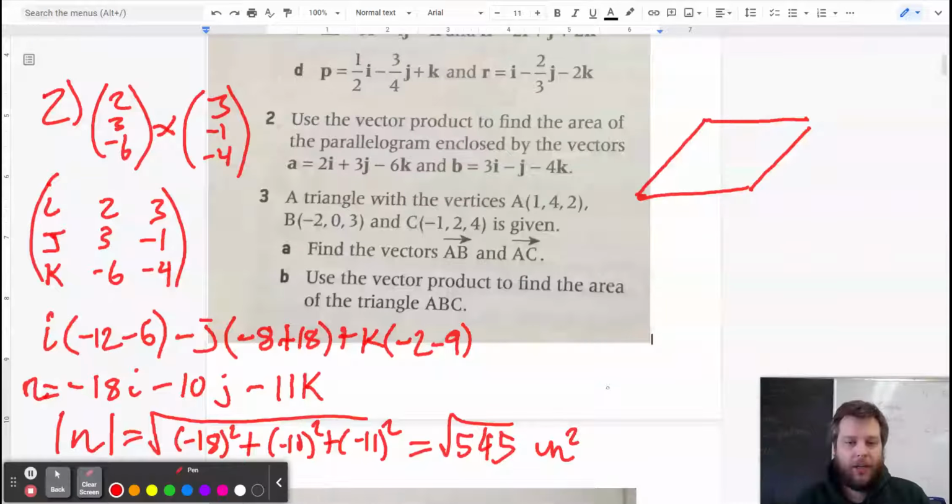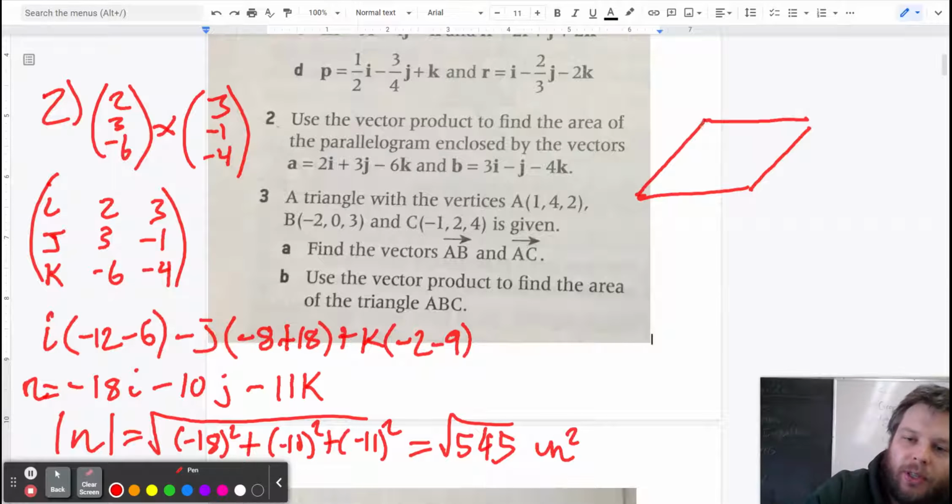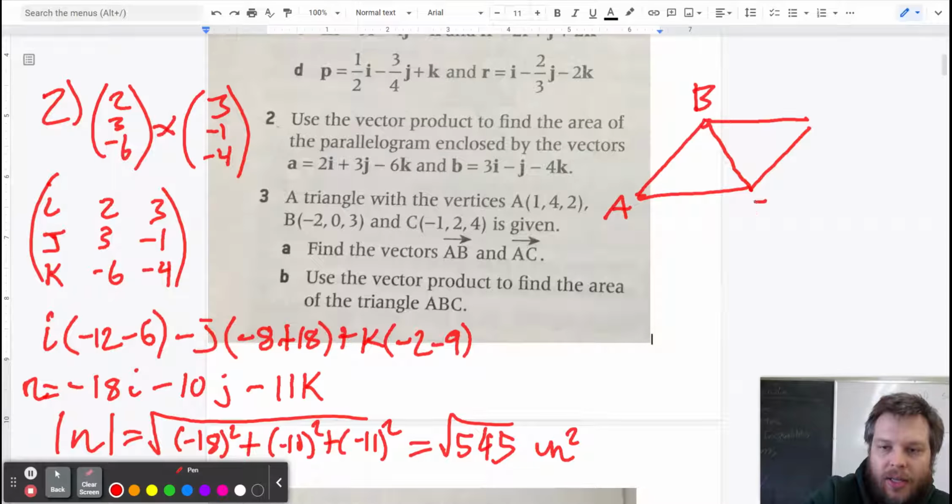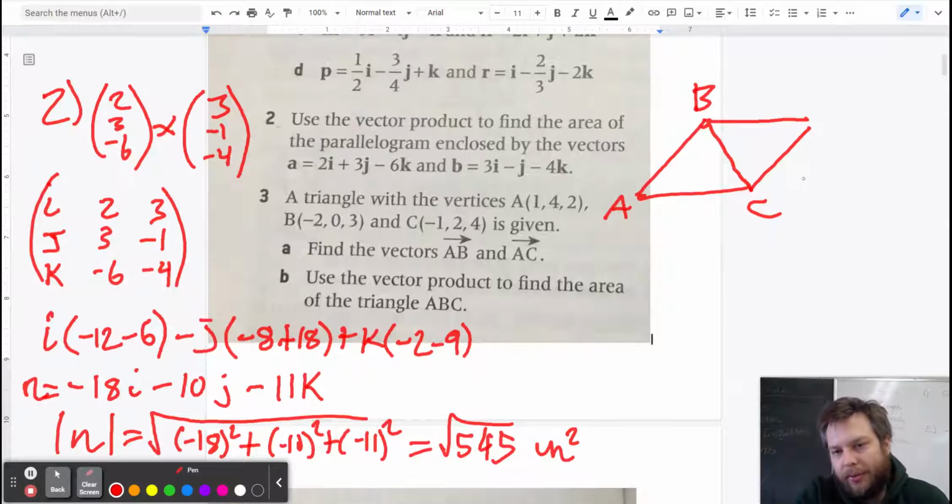Now, looking at problem 3, it asks us to find the area of a triangle. And just remember that if you have two vectors that form a parallelogram, well, you could just cut that parallelogram in half, and then you have your triangle right there. And so I'm imagining this is A and B and C. And so what I'll do first is find vector AB and then find vector AC, and then do the cross product of those, and then basically do the same thing that I just did on problem 2.